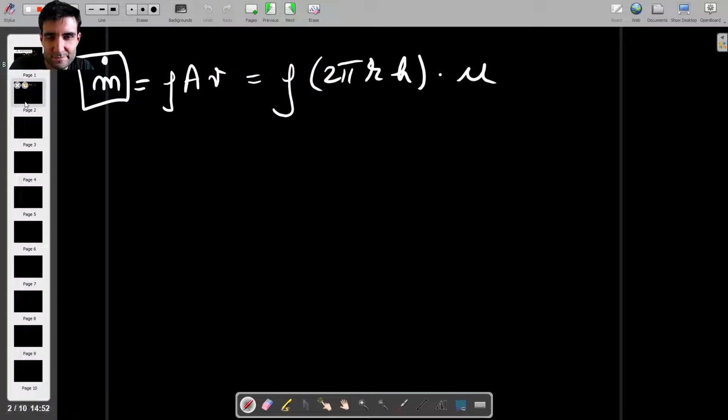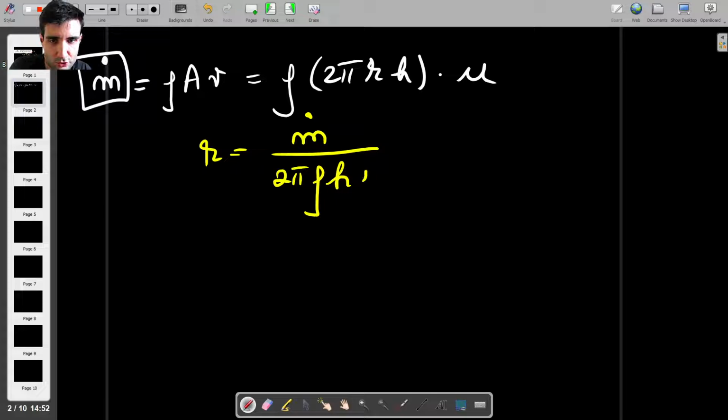So how can we find an expression for r? We can't just separate r from here and say that r is m dot over 2 pi rho h u. We can do that, but it's not very helpful, because we've got a u in here, which is also a variable. u also depends on r, and we have to isolate this dependency somehow.